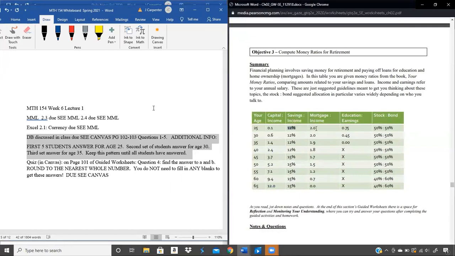This mortgage to income ratio says that the mortgage you go get could be twice what you make in a year. So if you made $100,000 a year, that means you would in theory be able to afford a $200,000 mortgage.